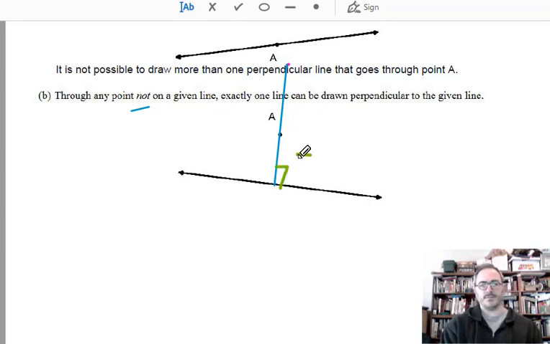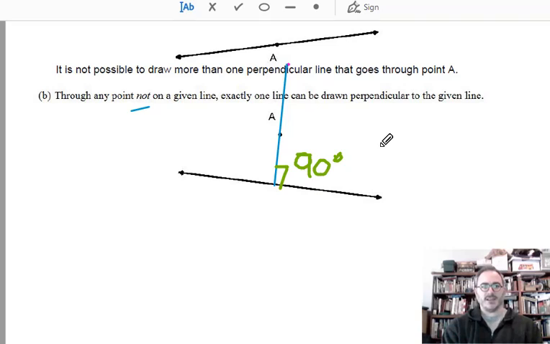Sorry about that. All right, 90-degree angle. I'm having trouble doing little circles there.